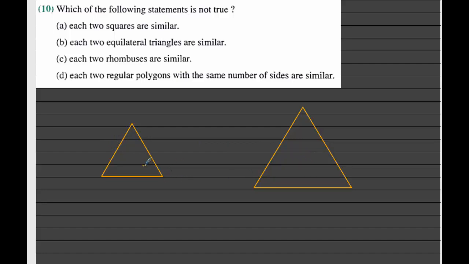And we have the corresponding angles equal in measure. Here is 60 and here is 60. Also 60, 60. It is an equilateral triangle, right? So each two equilateral triangles are similar. It's true. Each two rhombuses are similar? It is not true here.